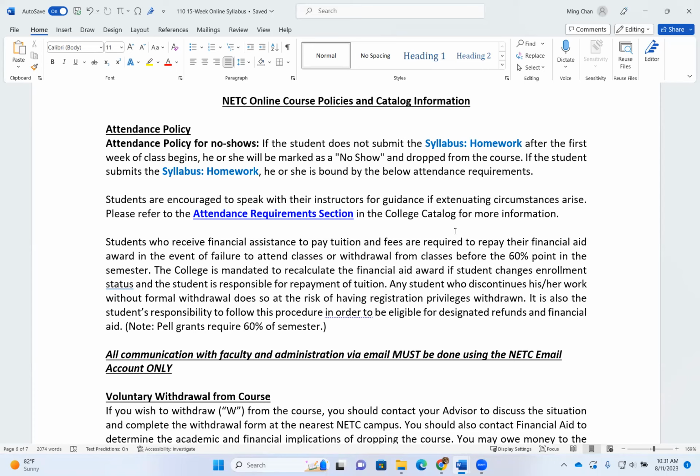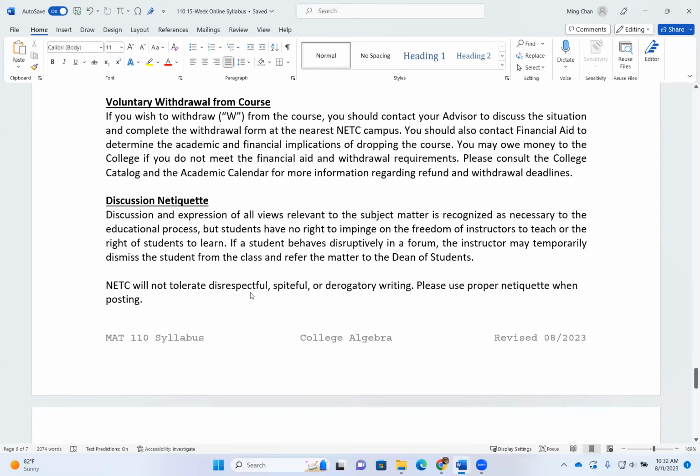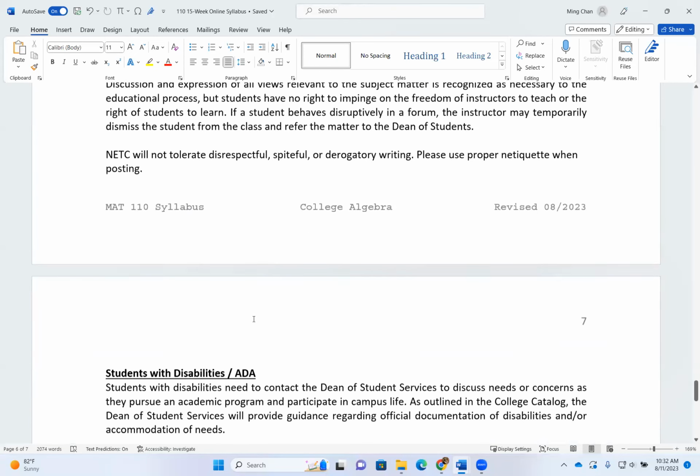So please do not purposely wait till the end of the semester or the middle of the semester to start doing your homework, because if I do not see students making progress on their homework, then the student will actually be dropped from the class. Okay. All right. You can read up on the voluntary withdrawal from the course, discussion etiquette.